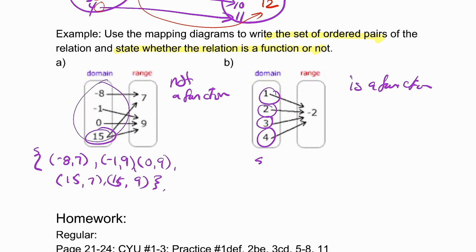For B, the set of ordered pairs, well, everything maps to -2. So 1 maps to -2, 2 maps to -2, 3 maps to -2, and finally 4 maps to -2.